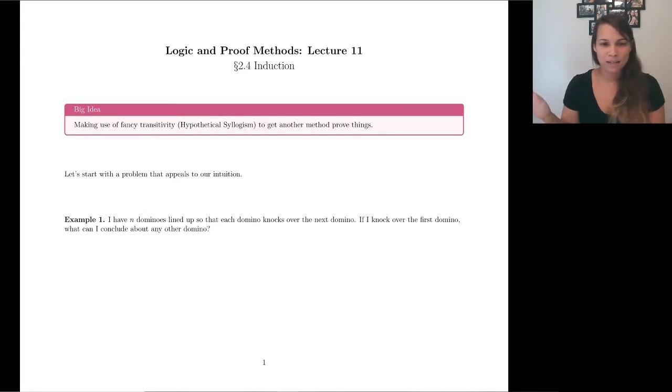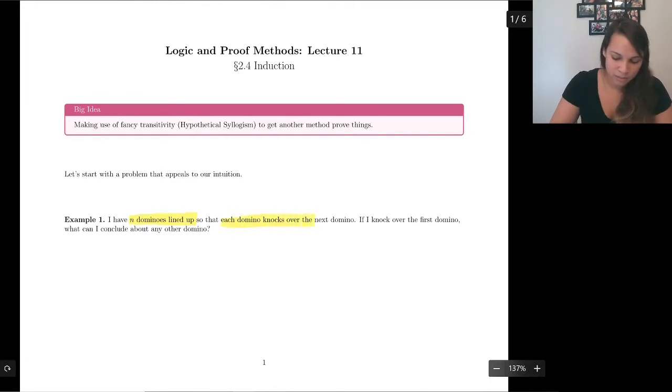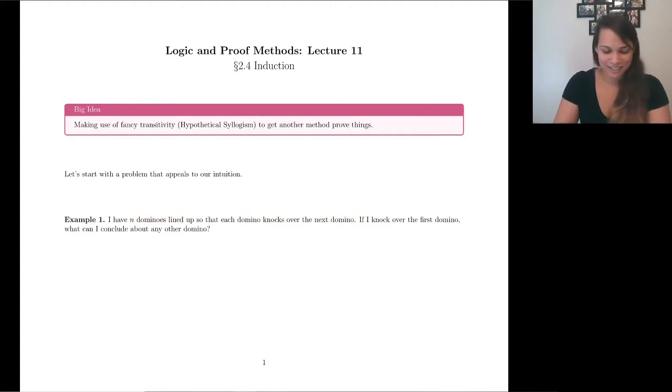Before we even get mathy though, I want to start with a problem that appeals to intuition. Let's say we've got some dominoes lined up, and each domino is set so it knocks over the next domino in line. If I knock over the first domino, what can I conclude about any other domino? Well, it's going to get knocked over. How do we know that though? Yes, we've seen it happen, but what is going on logically that lets us make that conclusion?